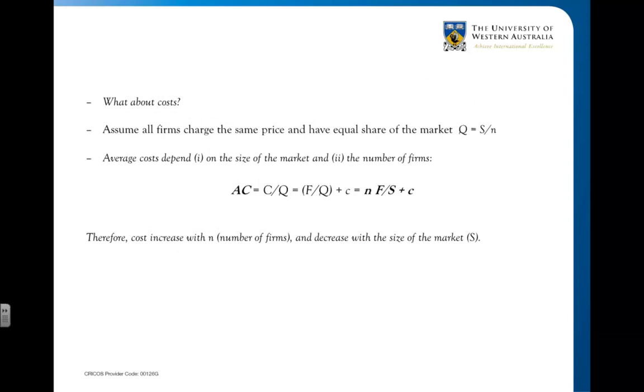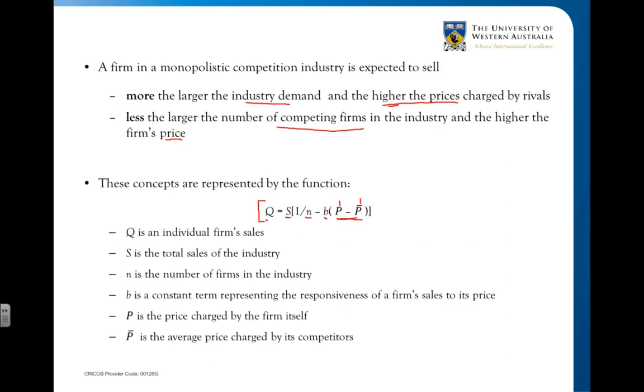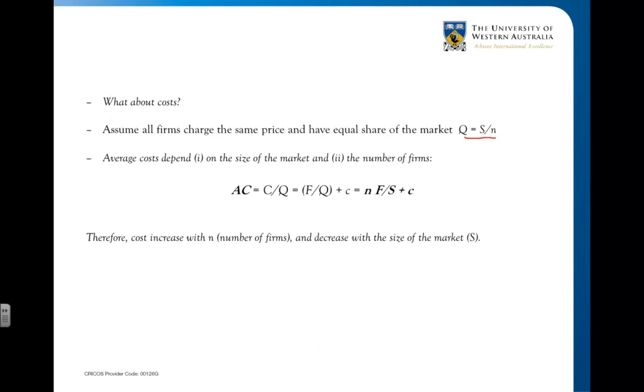So what about costs? Well, again, if we make a couple of assumptions here, if we say that all firms charge the same price, they have equal market share. If I go back, output is equal to overall sales divided by the number of firms, right? So they're all producing an average quantity. If the prices are the same, this whole bit here becomes zero. So Q is just S over N. So that's just saying, let's assume all firms are the same. They're all selling at the same price, and therefore we're talking about an average here.